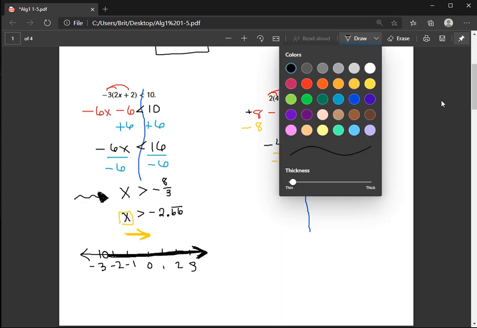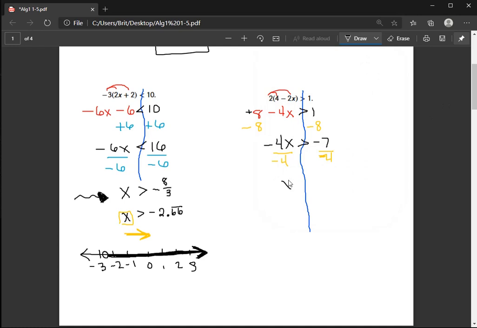So on this side, I'm left with x. On this side, a negative divided by a negative is a positive 7/4, or 1.75 if you're a decimal person. And remember, when we multiply or divide by that negative, our inequality symbol, our alligator guy, gets confused and it faces the other way. So our solution is that x is less than 7/4.